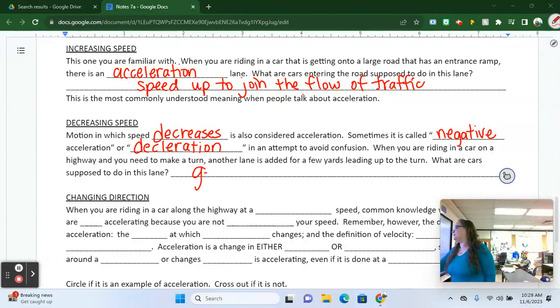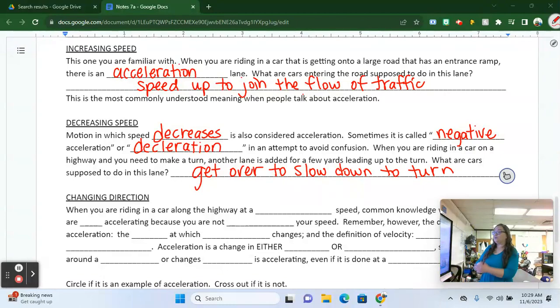All right, so what are cars supposed to do in that lane? Right, get over, to slow down, to turn. All right, again, pause it if you need to. I'm clearing it.